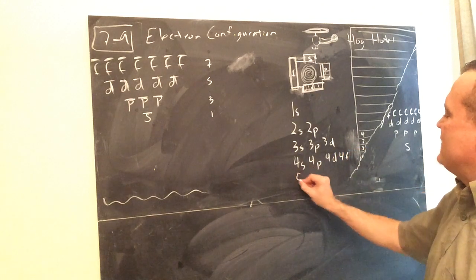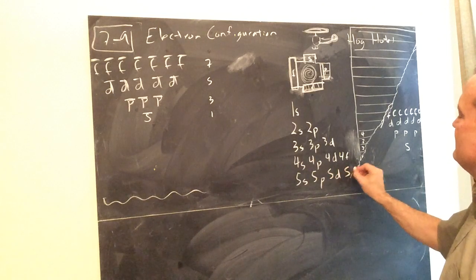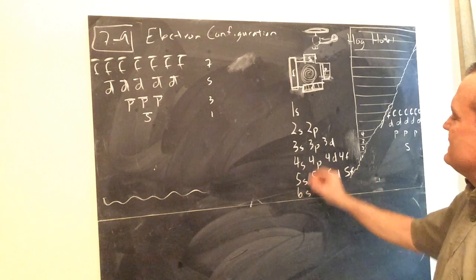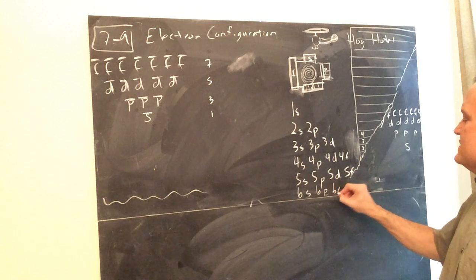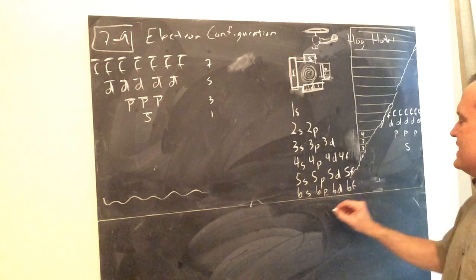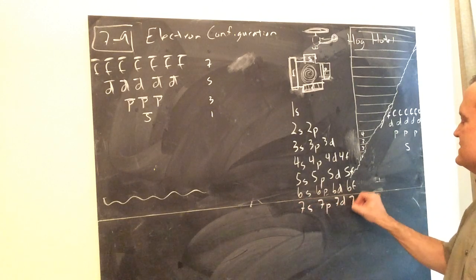Then I'm going to write a 5S, 5P, 5D, 5F, 6, they should be lined up, I'm not doing too great of a job, 6S, 6P, 6D, 6F, 7S, 7P, 7D, 7F.